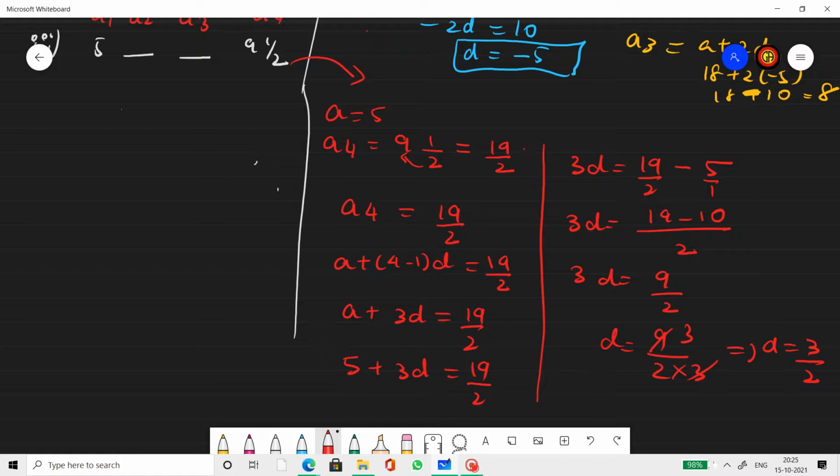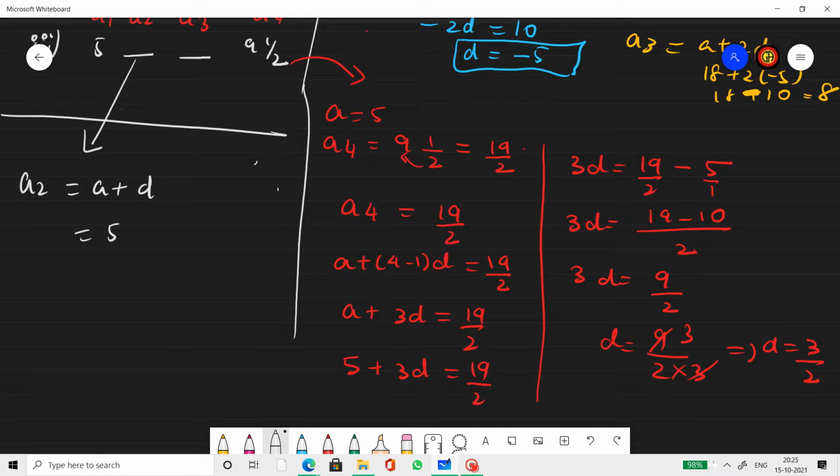Once you find D, we have to answer the question here. They want us to find the second term. So second term is A2, which is A plus 1D. A we know as 5, D we know as 3 by 2. So 5 into 2, 10, 13 by 2.